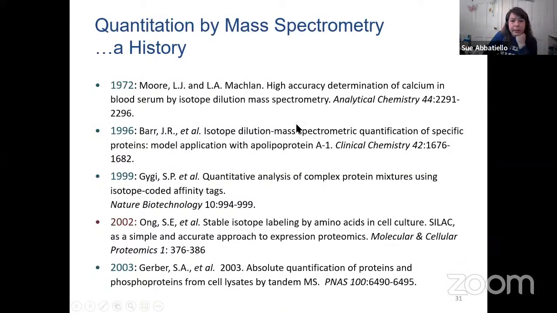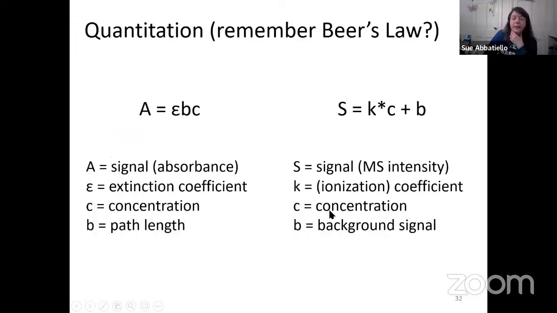So this is just a little history of how people have been quantifying by using MS as a mass analyzer and detector. And this is nothing recent. It started a long time ago. And you can see over the decades, 2002 was SILAC, 1999 was the ICAT, iTRAQ came about from there. But inherently, I would say, as being on Team Mass Spec, mass spectrometry is not inherently quantitative.